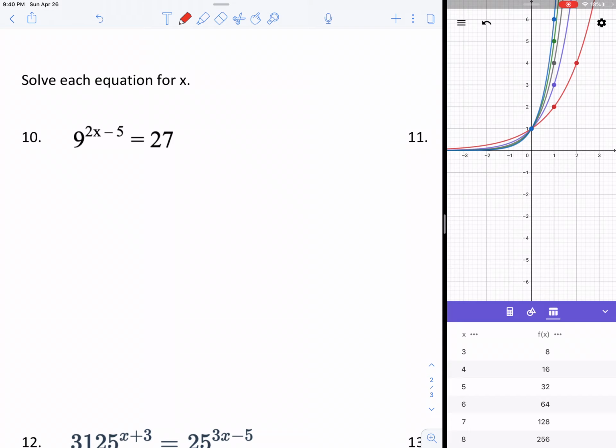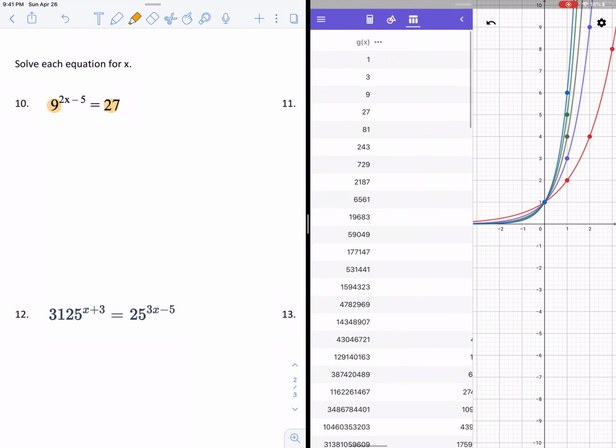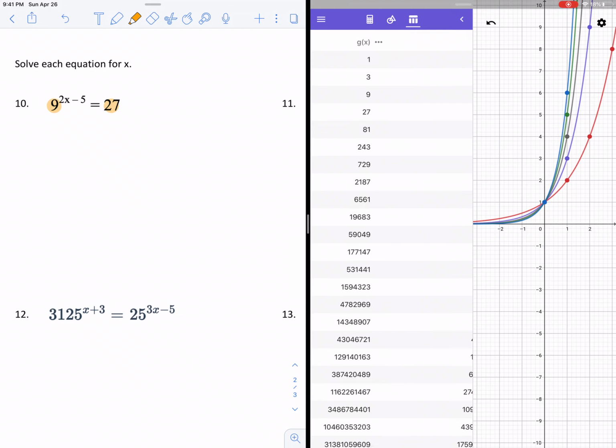For number 10, my bases here are 9 and 27. We have to figure out how we could rewrite those two numbers with the similar base or the same base. So I'm going to go back to my calculator actually right now. Okay, and I'm going to look at my powers of 3, which is my G column. All right, I see 3 to the 0 power is 1, 3 to the first power is 3, 3 to the second power is 9. I'm looking down that G of x column in my calculator. So 9 we know is 3 to the second power. 27 is 3 to the third power, if you see it down the list.